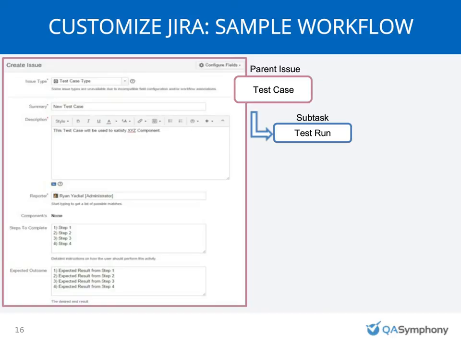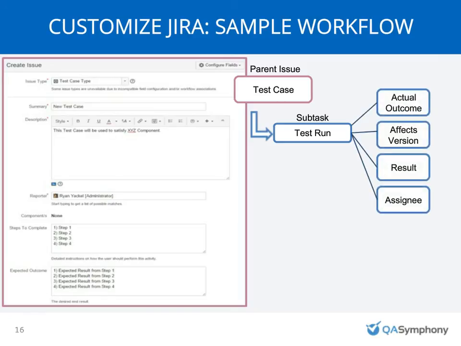So if you think about how JIRA is set up right now, you've got a test case. You would just simply add in a subtask that's labeled as a test run. That's another custom issue type you can create. And then on that test run, you could put in the actual outcomes, the affected versions, the results of that, and also the assignee who's actually running it.